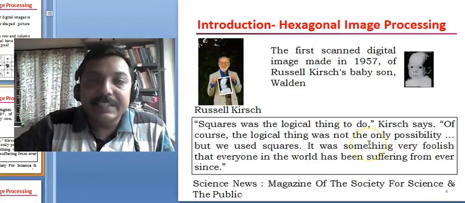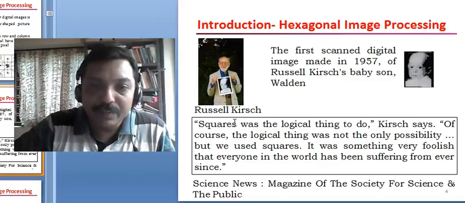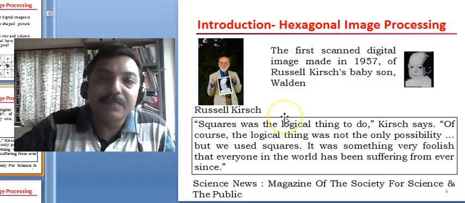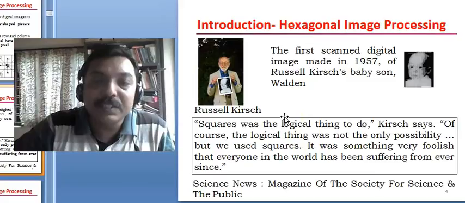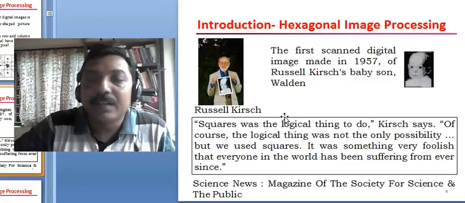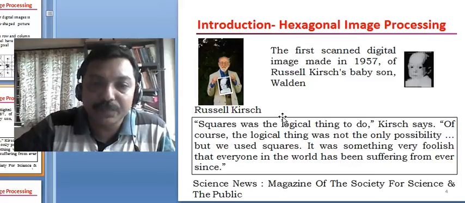The first digital image was made in 1957 by a scientist known as Russell Kirsch, and he used his own son's image to make the first scan of the digital image. At the time of making this first image, the team used square sampling. That is, they used square-shaped small elements to represent the digital image.